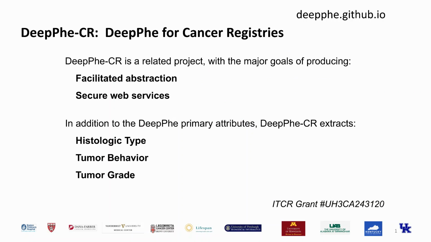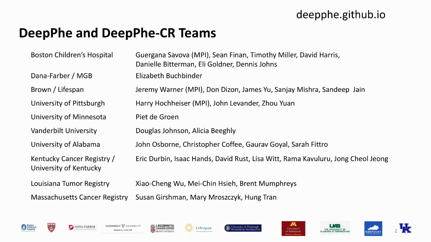DeepVCR, or DeepV for Cancer Registries, is a related project. DeepVCR has the major goals of facilitating abstraction of cancers at cancer registries, done through safe web services. In addition to the DeepV major attributes, DeepVCR extracts items such as histologic type, tumor behavior, and tumor grade. The DeepV and DeepVCR team has over 30 members from 10 different sites.